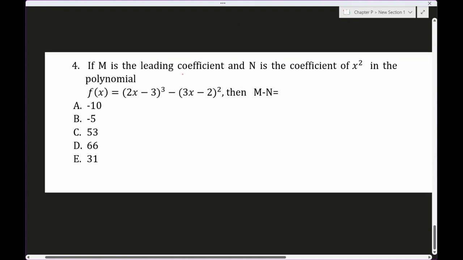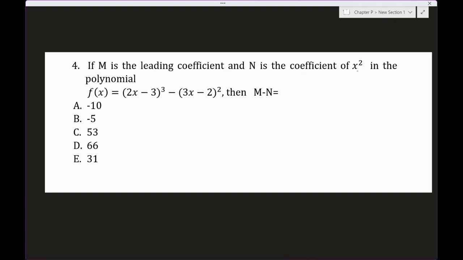Now, number 4, it said if m is the leading coefficient and n is the coefficient of x squared in the polynomial. So we want to find what is m minus n. So for this one, maybe we can make use of the special product formula, right? So let's start with this first one, which is 2x minus 3 cubed.